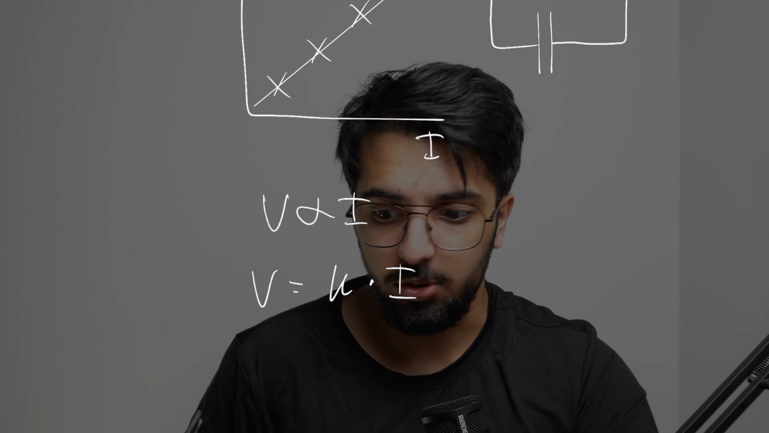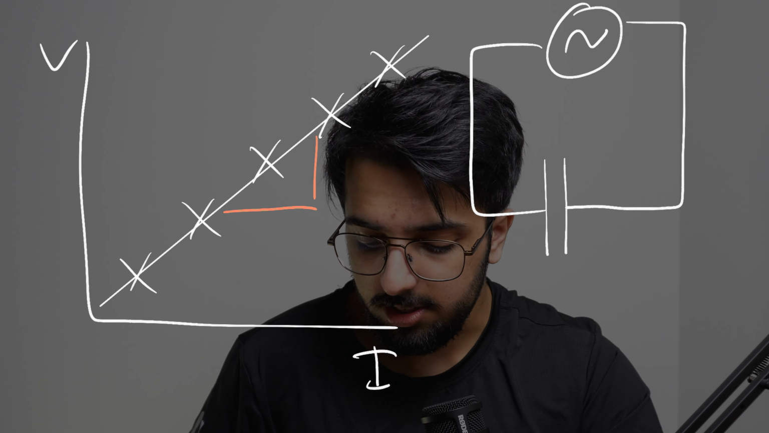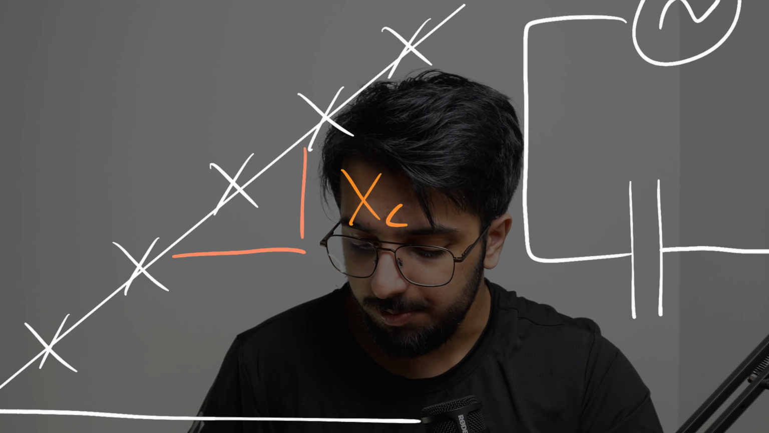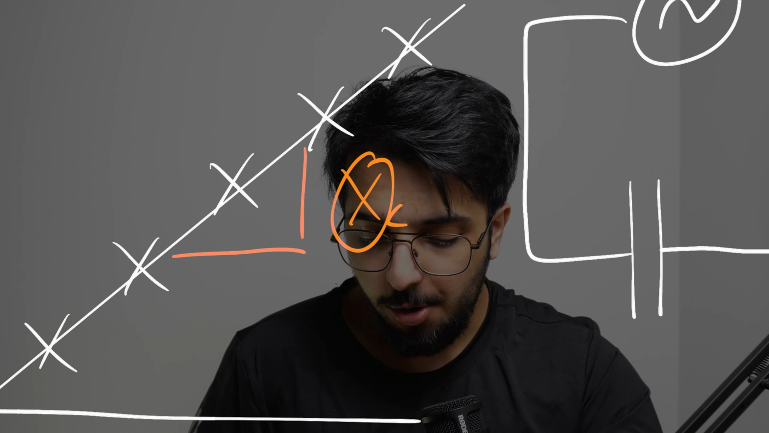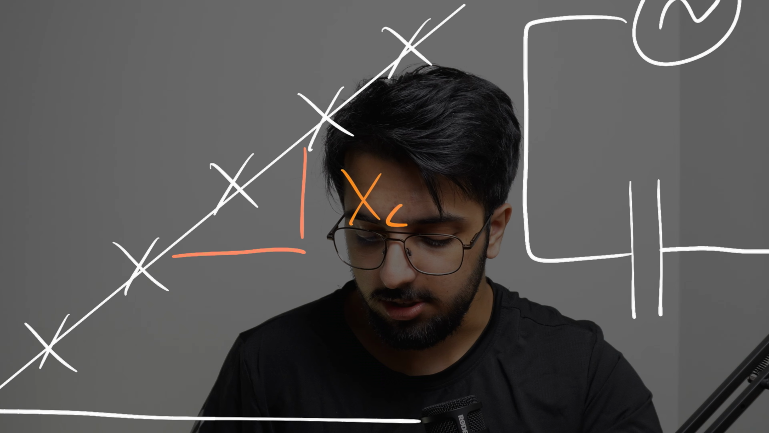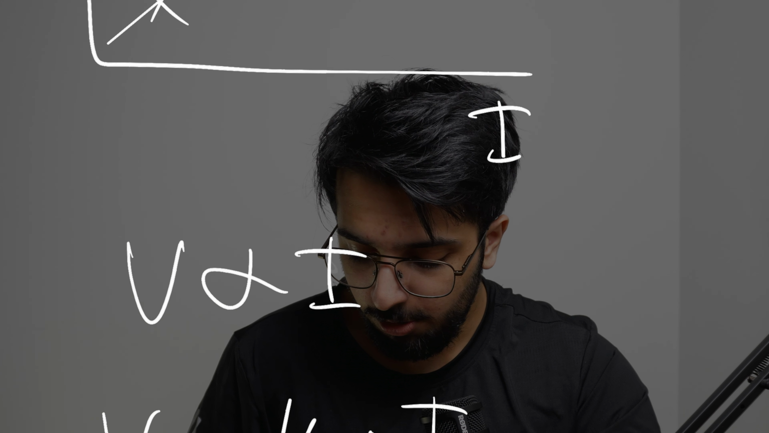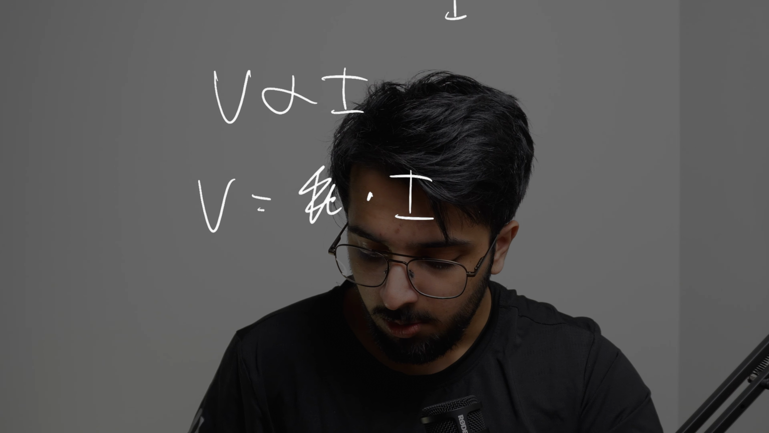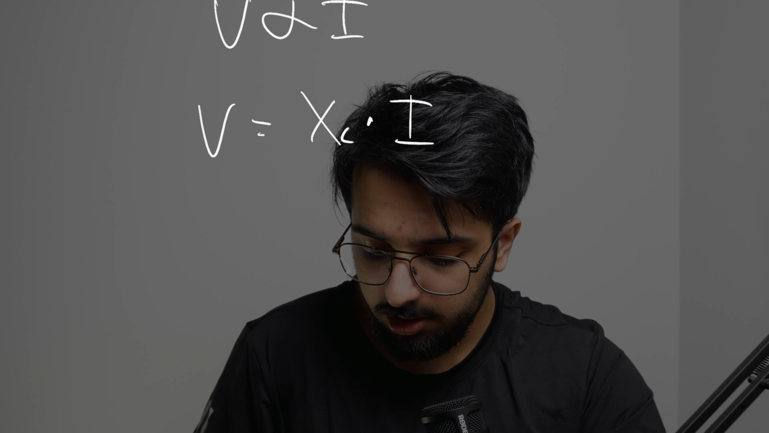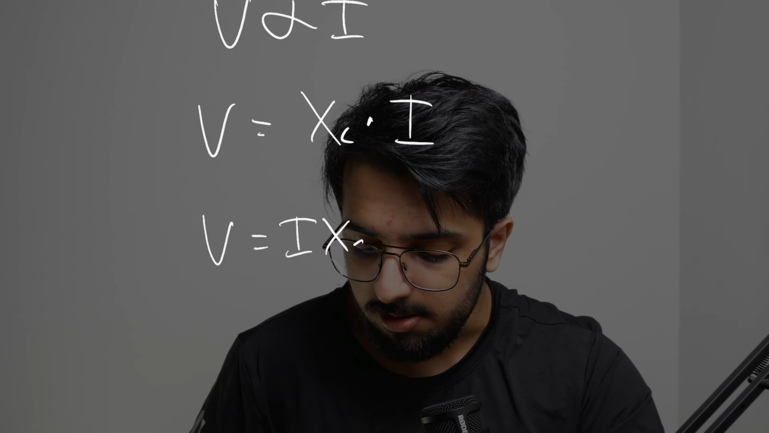So what is our constant in this case? Once again, it is the gradient of this graph, and what we call this is X_C, where X is our reactance and C means capacitor. So X_C stands for the reactance of the capacitor. Therefore we can replace our constant K with X_C, the reactance of our capacitor, and more commonly you'll see this written as V = I X_C.